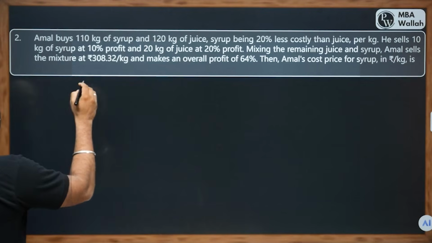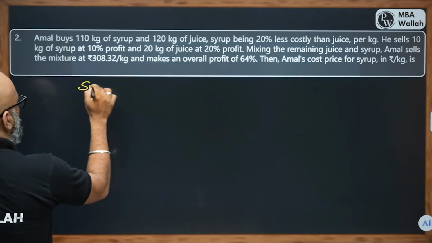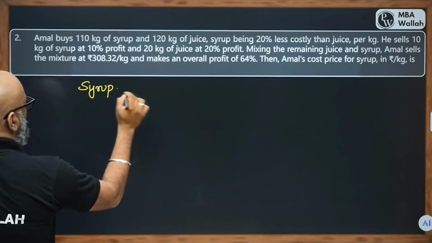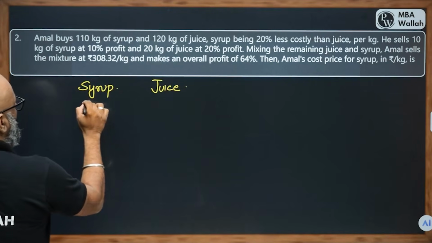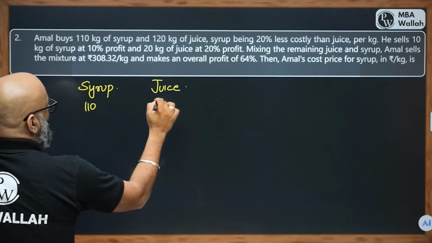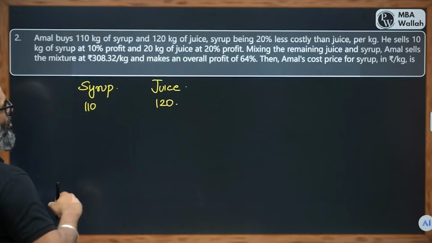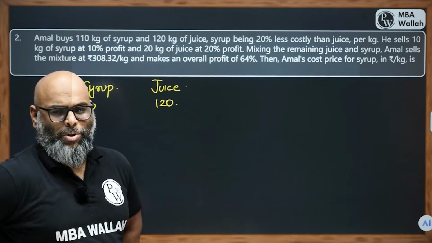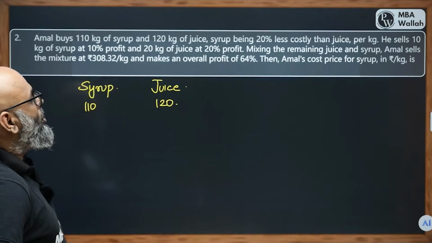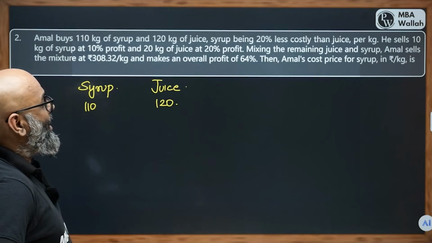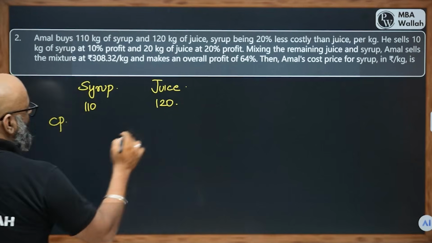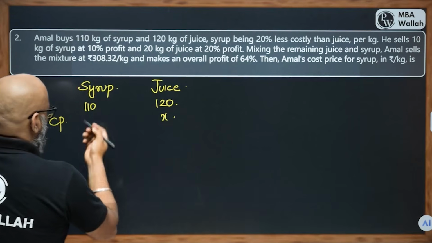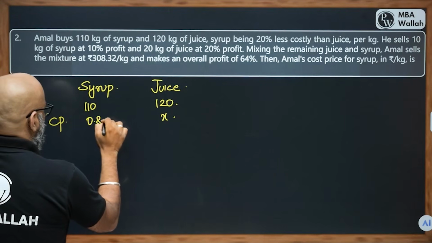So Amal buys syrup and then juice. He buys 110 kg of syrup, 120 kg of juice. Weird way to measure juice, but still okay. Syrup being 20% less costly than juice, so I'm taking the cost price of juice, and I'm going to call this x. The syrup will become 0.8x.